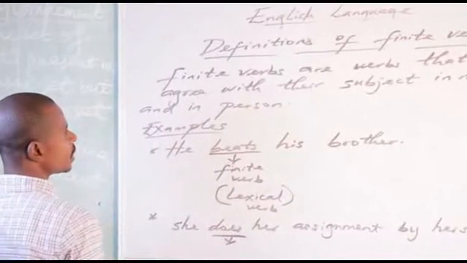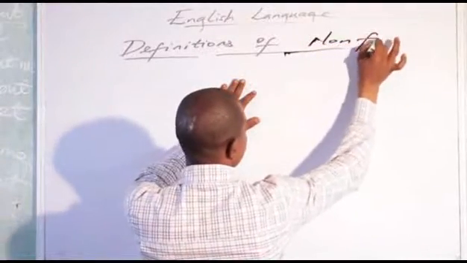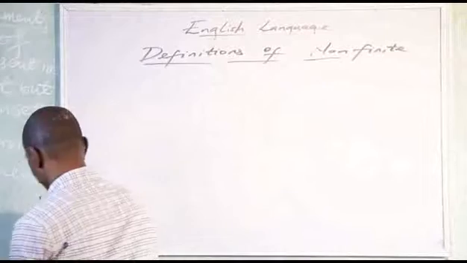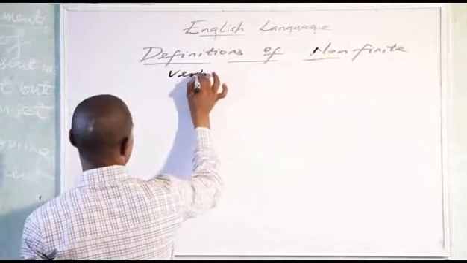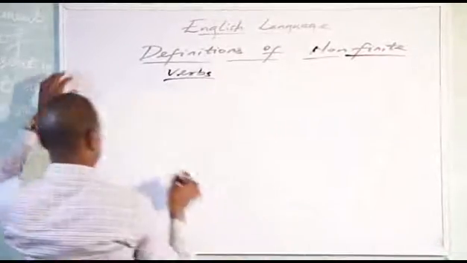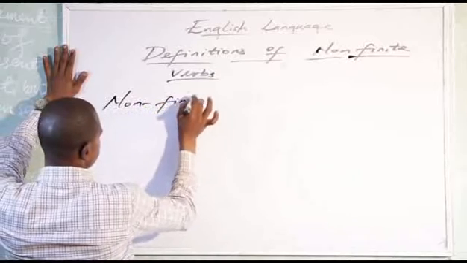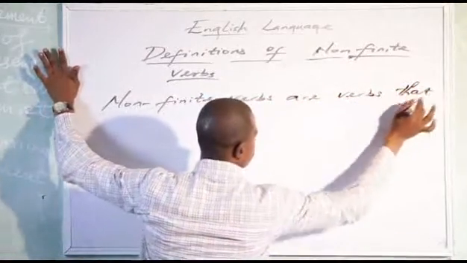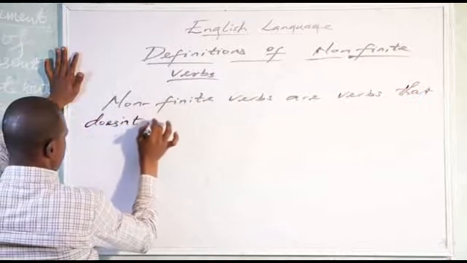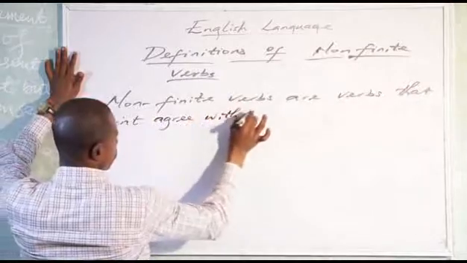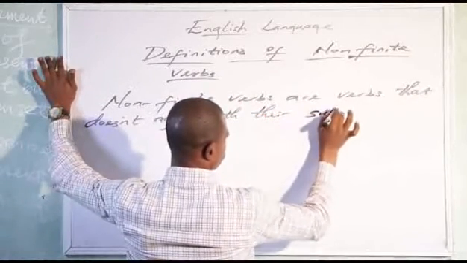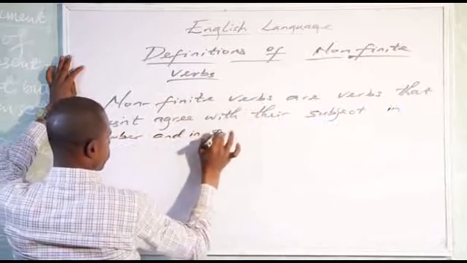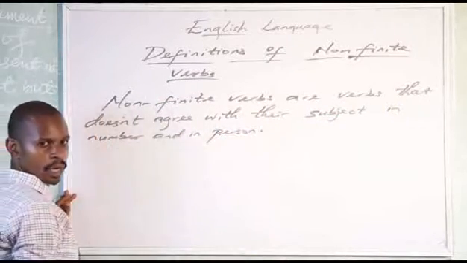Now let us look at non-finite verbs. Definition of non-finite verbs. Non-finite verbs are verbs that don't agree with their subject's number and person. They don't agree with the subject's number and person.